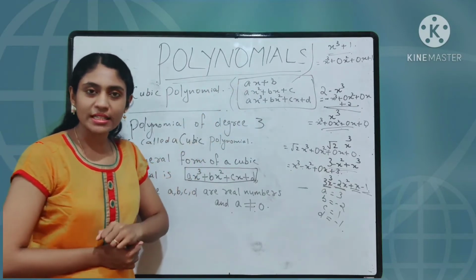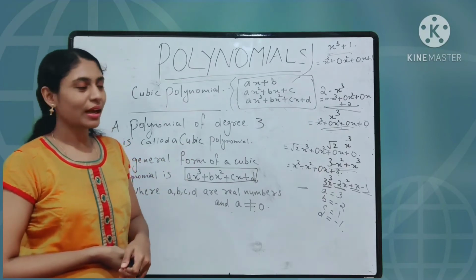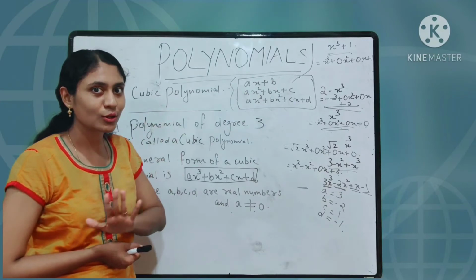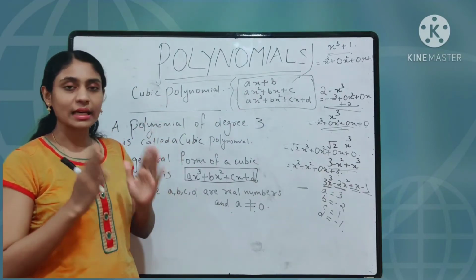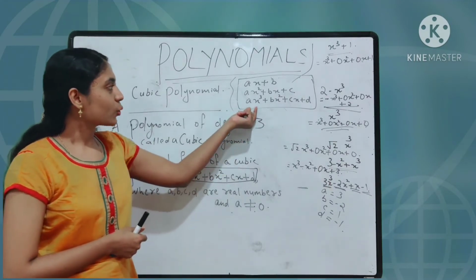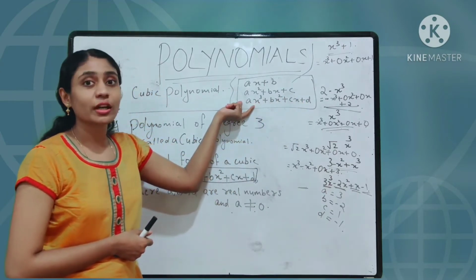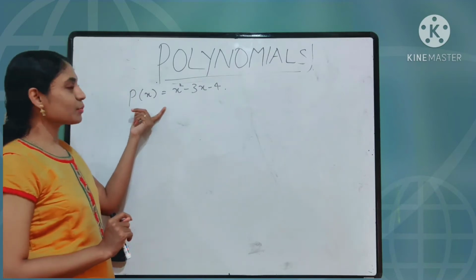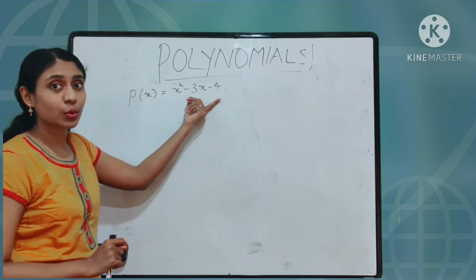And what about a quadratic polynomial? A polynomial of degree 2 is called a quadratic polynomial and its general form is ax square plus bx plus c where a is not equal to 0. And what about a cubic polynomial? A polynomial of degree 3 is called a cubic polynomial and its general form is ax cube plus bx square plus cx plus d where a is not equal to 0. Understood?